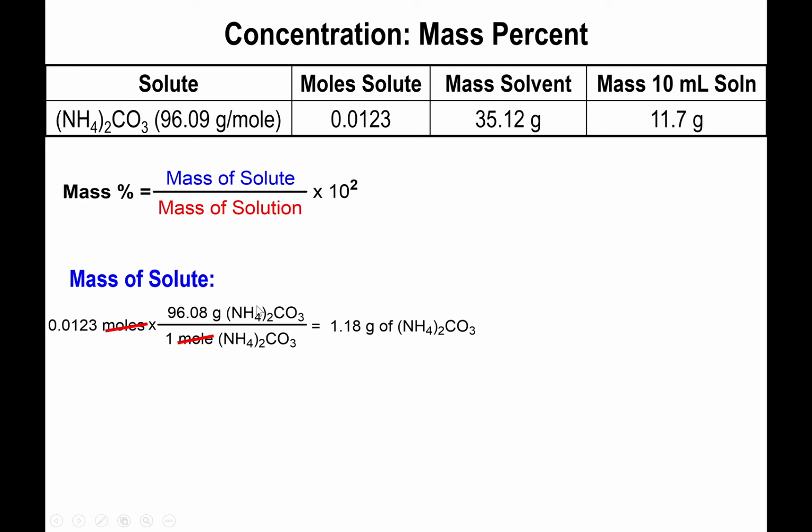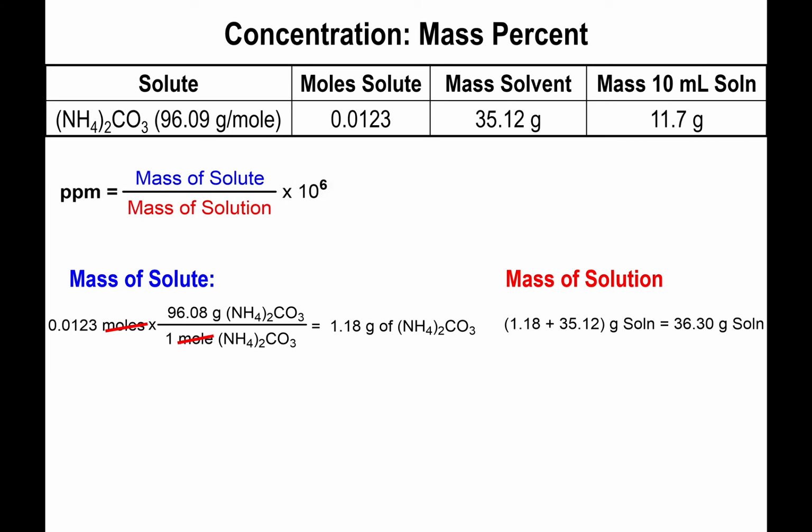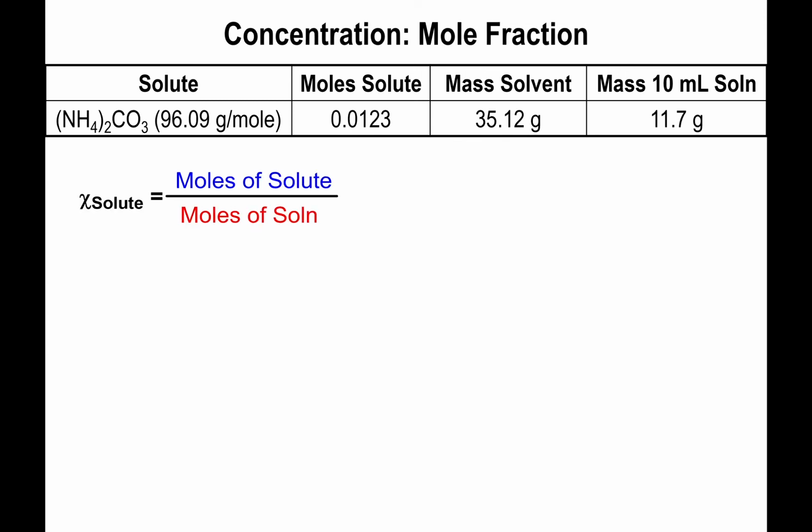0.0123 moles gets multiplied by the molar mass to yield the mass of the solute. Adding the mass of the solute with the mass of the solvent yields the mass of the solution. So here you simply divide those two numbers, 1.18 grams by 36.30 grams, and multiply by 100% to get 3.25% of solution. If the mass percent was ppm, instead of multiplying by 100, you would multiply by a million, or 10 to the 6, and the value will be in ppm. And if you need ppb, then you multiply by 10 to the 9.